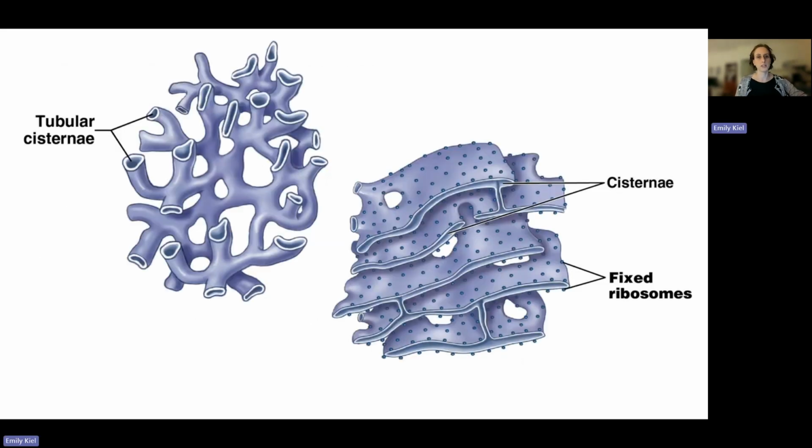So we're looking here at our smooth endoplasmic reticulum that has no ribosomes attached, and it has these cisternae, or these cavities, that are tubular. And then here is our rough endoplasmic reticulum with our ribosomes attached, and they have these cisternae. They're a little bit more sheet-like looking.